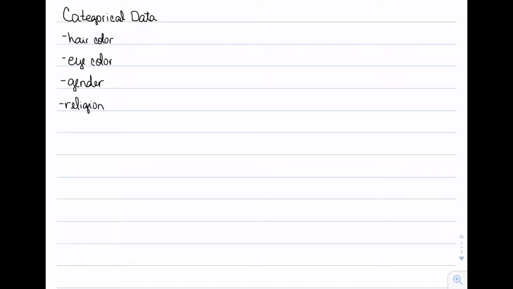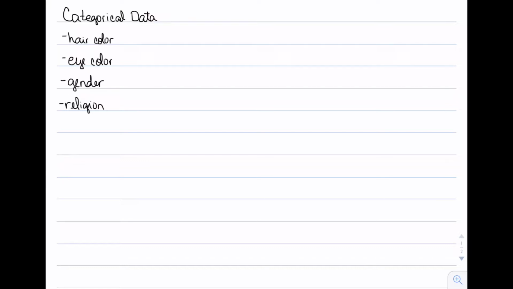So let's start with talking about organizing statistical data. To begin with, there are two types of data in statistics. The first is called categorical data. This is data that can be put into categories. Things like hair color or eye color, or gender or religion. The main thing is that I can group my individuals in my study based on this one particular category.